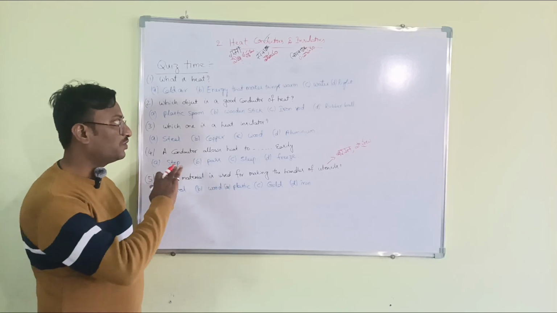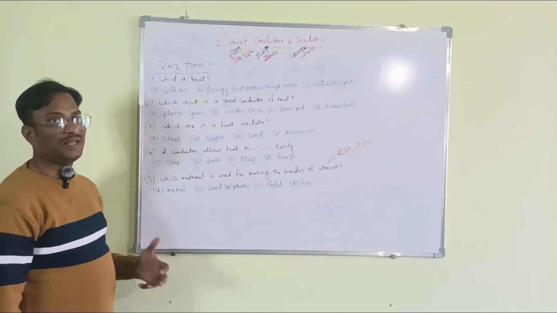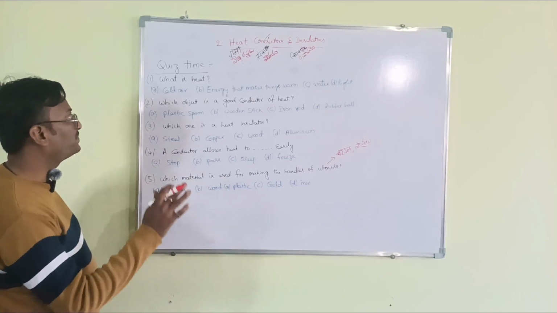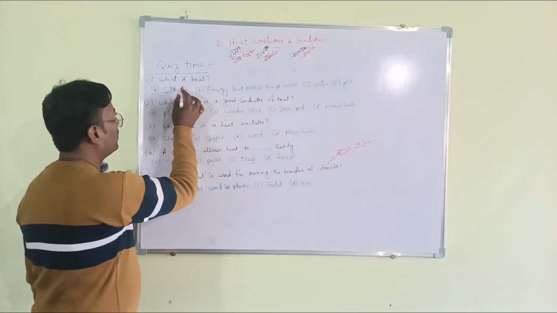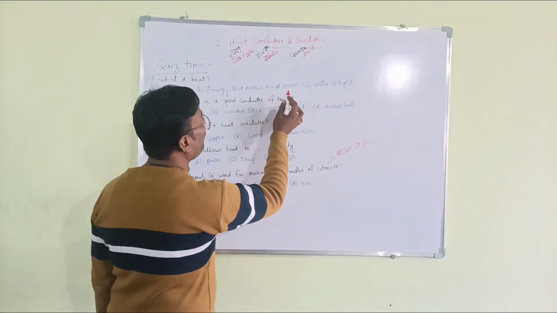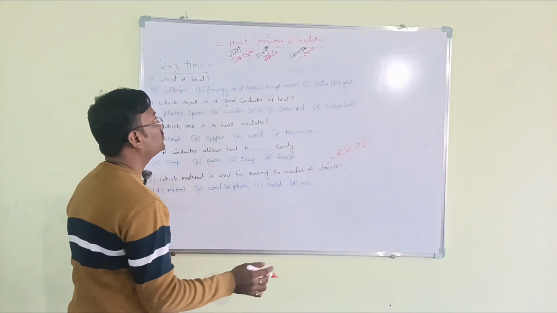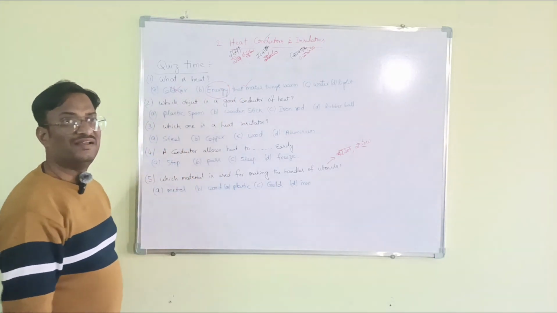Otherwise, look here, what is heat? We see the options: cold air, heat. What is heat? What is cold air? No, it is the wrong answer. Energy that makes things warm. Yes, it is right. So heat is a form of energy.